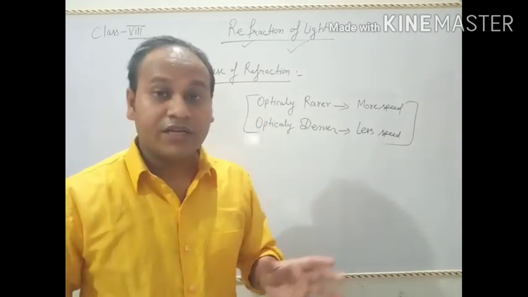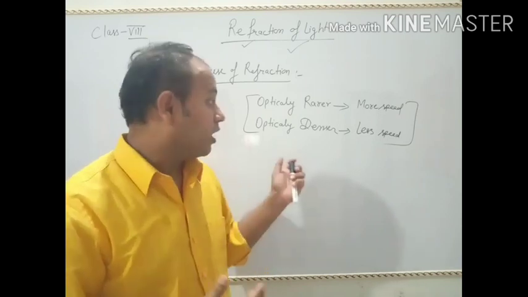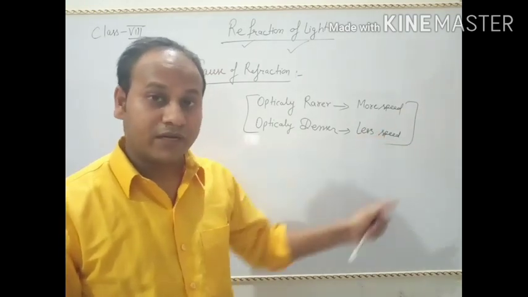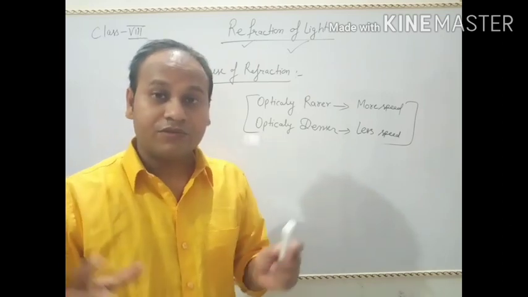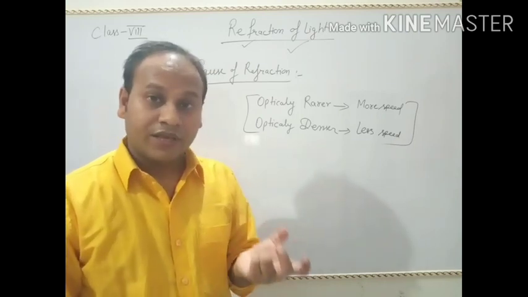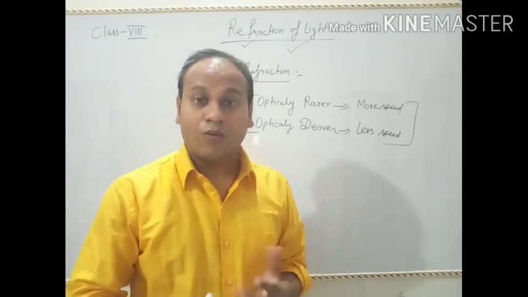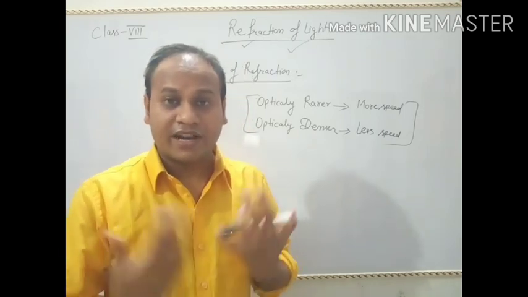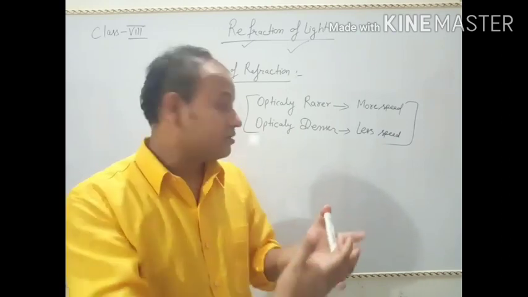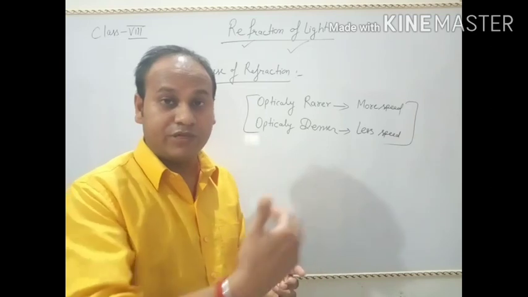If any medium is optically rarer, it means the particles are away from each other, with a gap between them, so they allow the light to pass through easily, and in that condition there will be high speed of light. But an optically denser medium is one in which the particles are relatively close to each other, and in that condition there will be less speed of light. You can compare it to speed breakers or a traffic jam. If there is a lot of traffic jam on the road, speed will be less, and if there is very little traffic jam, there will be high speed.